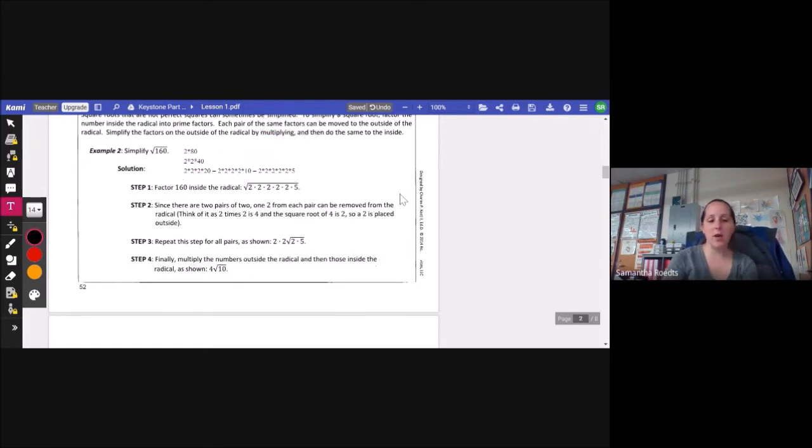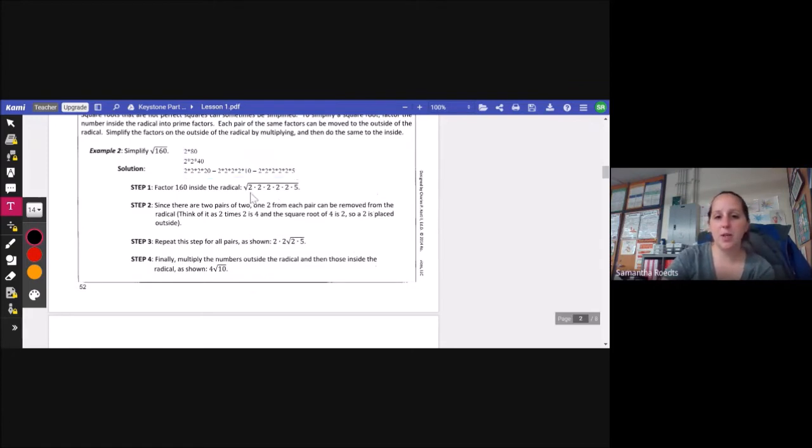Start with an easy one. If you know that the number is even, start with 2 first because 2 is a prime number. Figure out that divided by 2 and then start breaking down the number. Step 2: since there are 2 pairs of 2's and 1 2 from each pair can be removed from the radical, think of it as 2 times 2 is 4 and the square root of 4 is 2. So a 2 is placed on the outside.